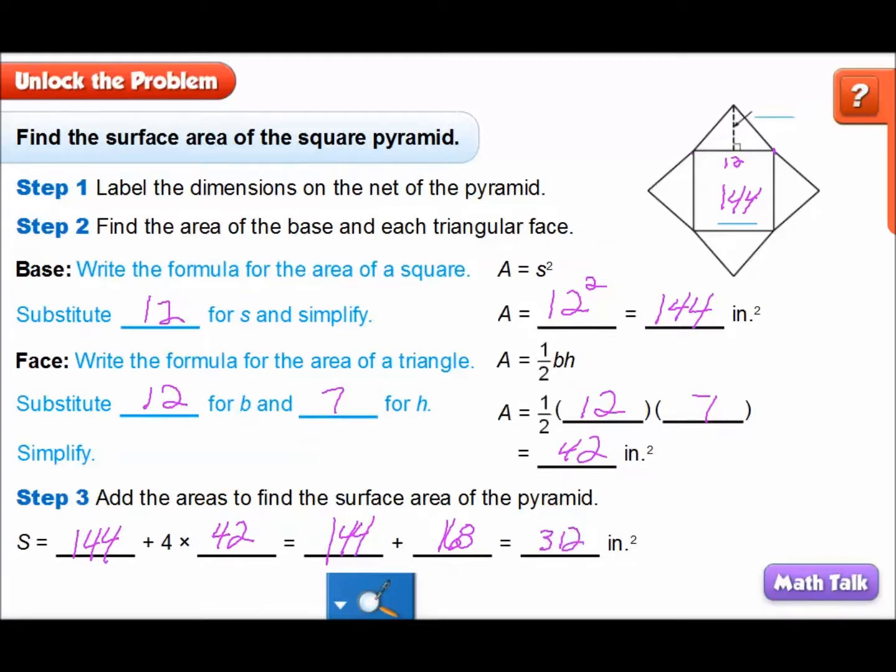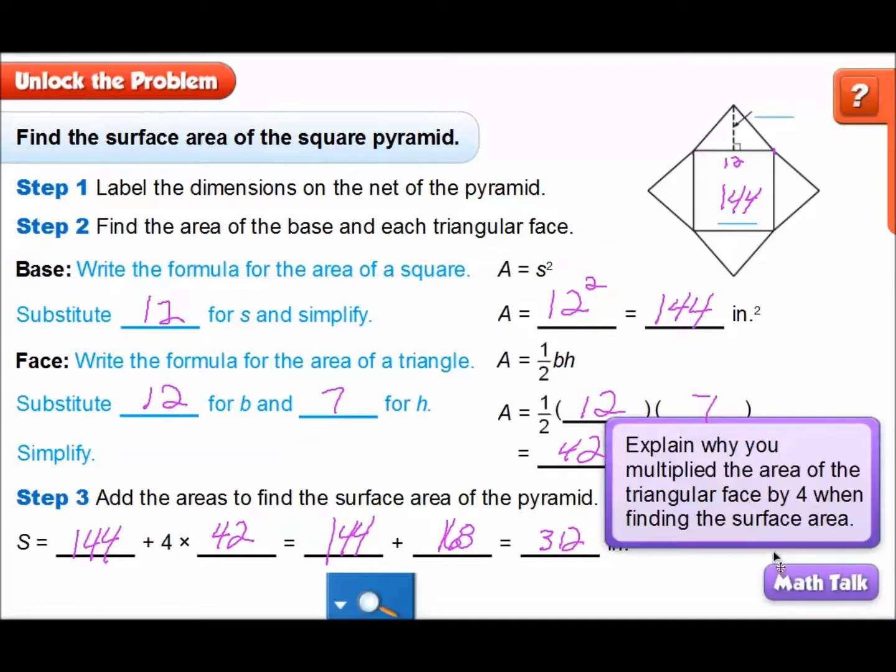Okay. Now, the question I want you to respond to is, explain to me why you multiplied the area of the triangular face by 4 when finding the surface area. This is the part you need to respond to on Edmodo.